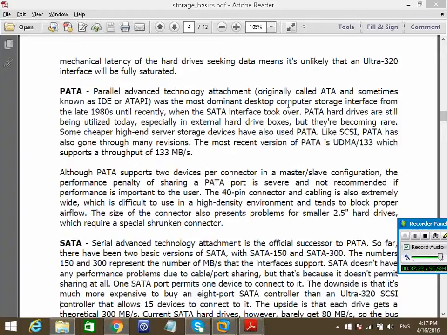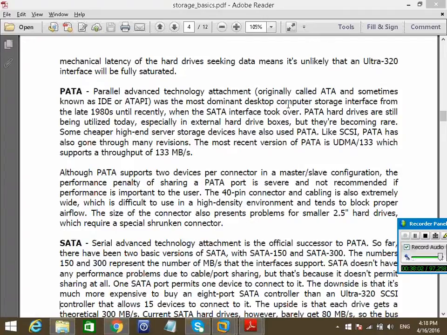It was the most dominant desktop computer storage interface from the late 1980s until recently, when the SATA interface took over. PATA hard drives are still being utilized today, especially in external hard drive boxes, but they are becoming rare. Some cheaper high-end server storage devices are also known as PATA. PATA has also gone through many revisions. The most recent revision is UDMA 133, which is mostly used in external hardware.